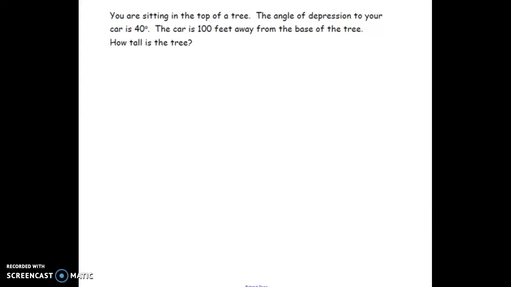The next thing we need to do is apply what we've learned about right triangles and finding missing sides or missing angles. And we want to apply that to real-world application type problems. So let's say that you are sitting in the top of a tree and the angle of depression to your car is 40 degrees. The car is 100 feet away and you want to figure out how tall the tree is.